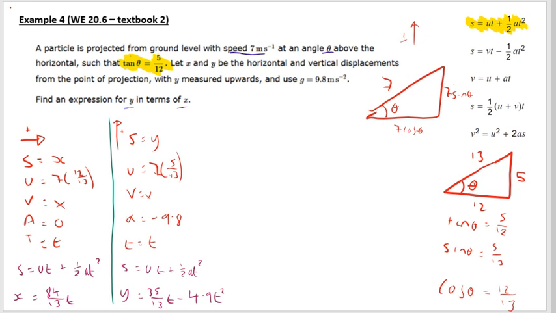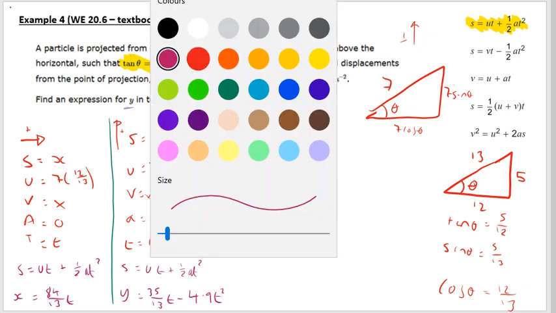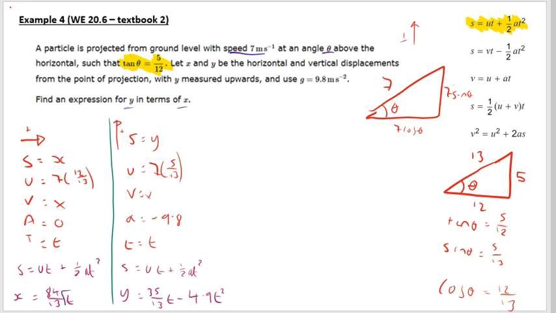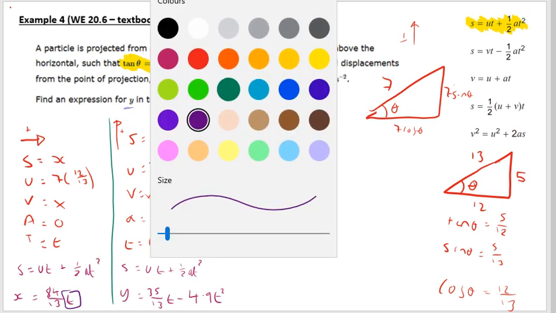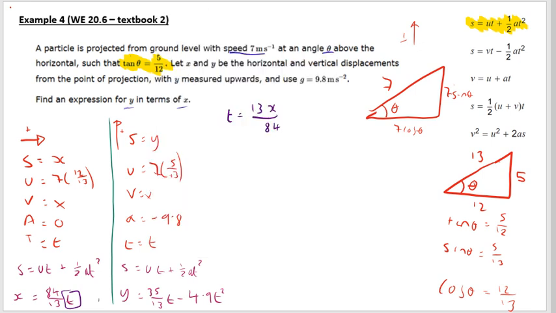It's then just going to be a case of getting rid of T. So we suggest the best thing to do is to rearrange this equation, make it t equals, put it into the other one. Okay, so if we do that, we should be able to see that t is equal to, and I think when you take the 84 over 13, it's going to become the reciprocal on the other side. So 13x over 84, or 13 over 84x if you'd rather. We'll call this equation 1. We'll call this equation 2. And I'm now going to substitute this into equation 2.